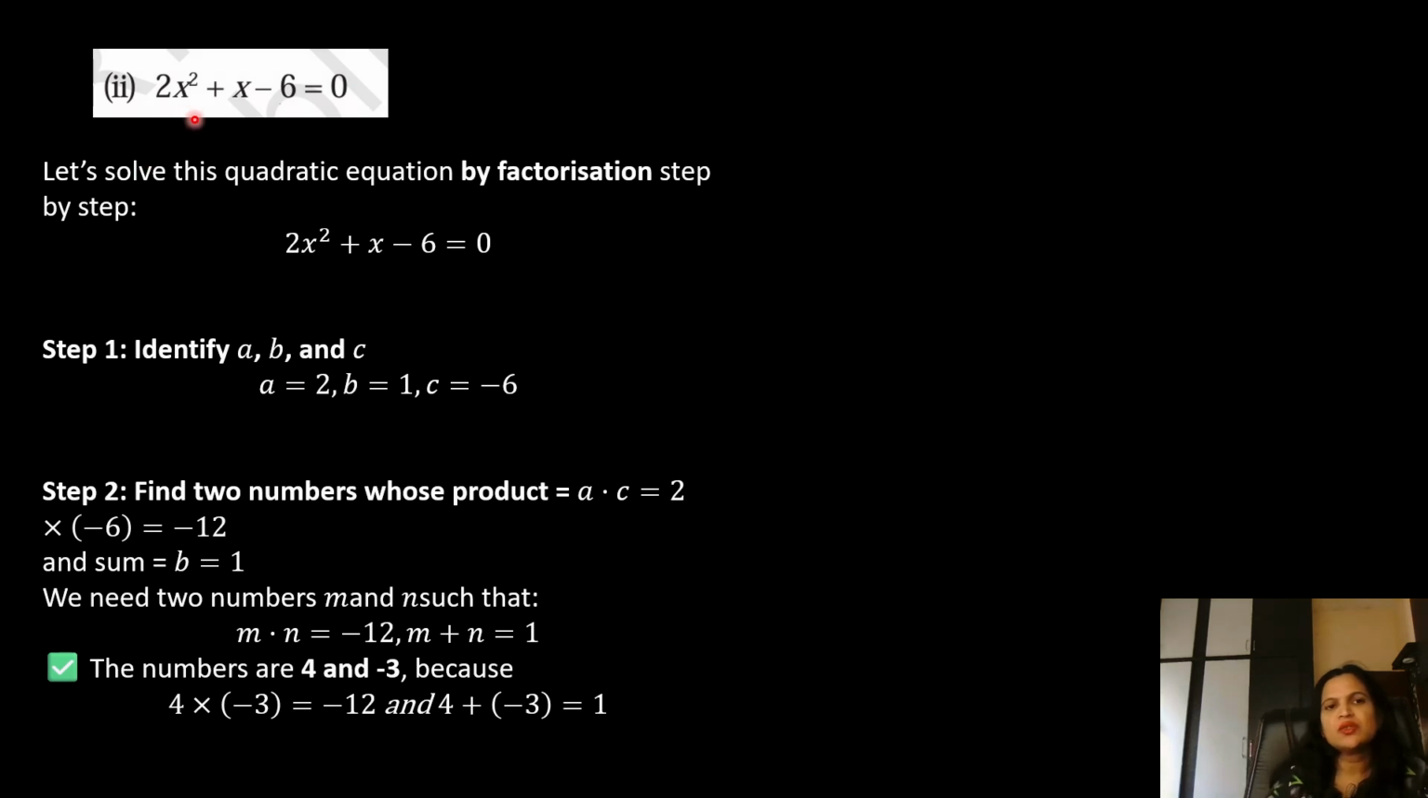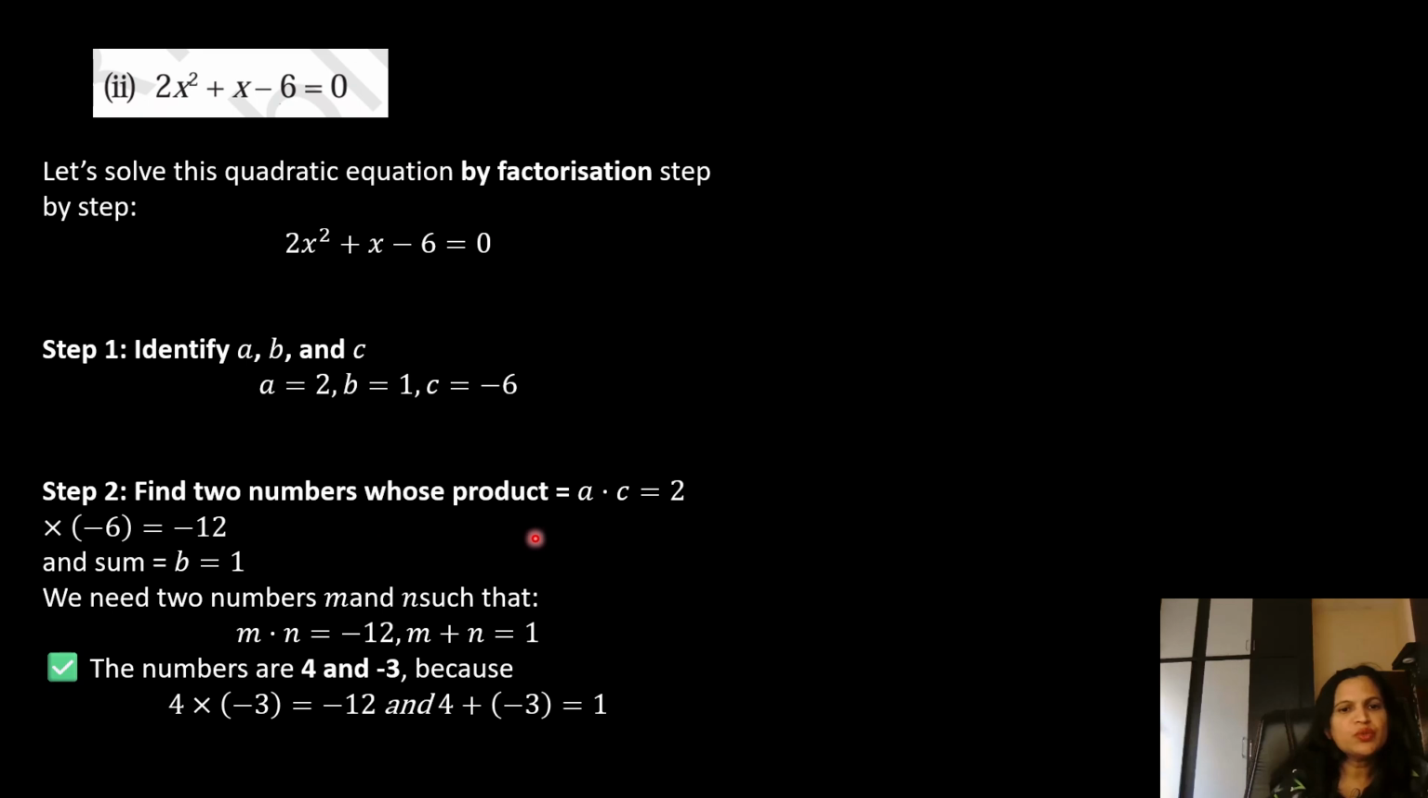Second sum, 2x square plus x minus 6 equal to 0. Let's solve this quadratic equation by factorization step by step. 2x square plus x minus 6 equal to 0. Step one is identify a, b, c. That means the coefficients: a equal to 2, b equal to 1, c equal to minus 6.